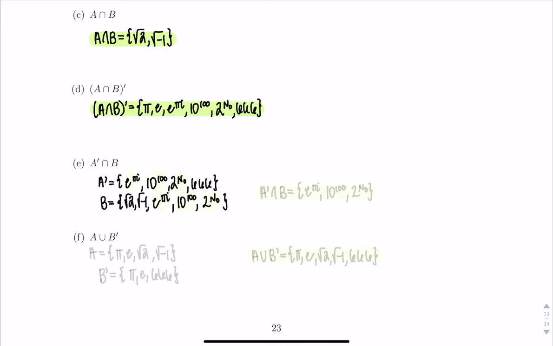And so we want to find what they have in common. They have e to the pi i in common, they have 10 to the 100 in common, and they have that 2 to the NO in common. And so those are the elements in the intersection.